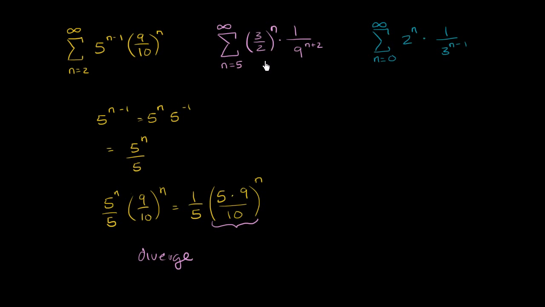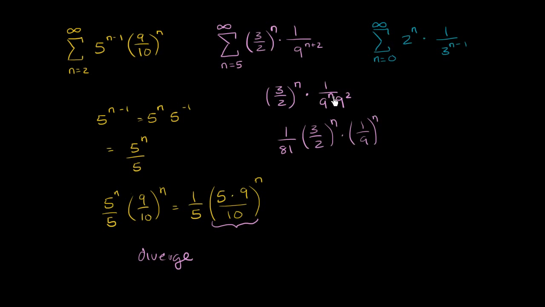Now let's think about this one over here. Once again, I encourage you to pause it if that one helped you a little bit. Let's try to rewrite this in a way that the common ratio is a little bit more obvious. So 3 halves to the n times 1 over 9 to the n plus 2 is the same thing as 9 to the n times 9 squared in the denominator. And if we write it that way, then this is going to be the same thing as 1 over 9 squared, which is 81, times 3 halves to the n times 1 over 9 to the n.